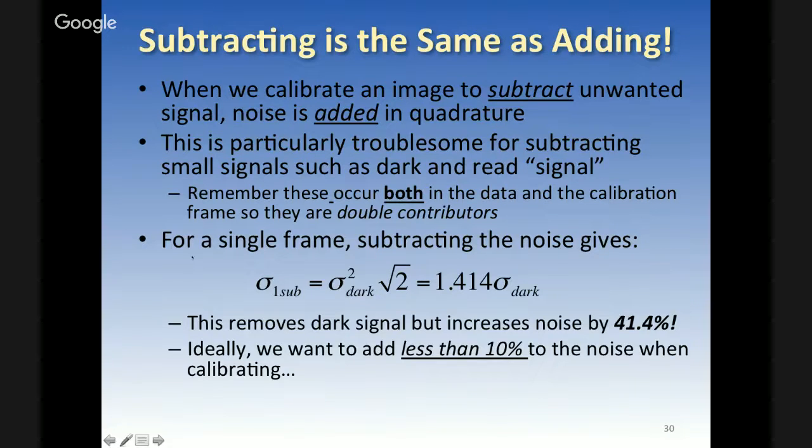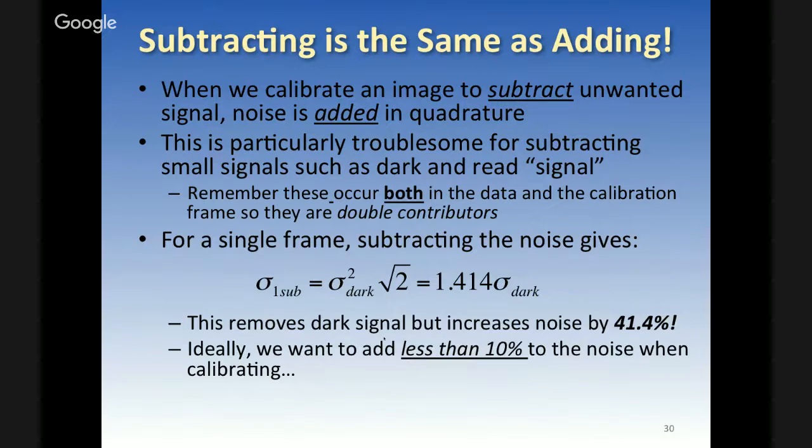So if we were to just do single frame calibration, dark subtraction, like you do in your camera, subtracting the noise will produce, from one sub, you'll end up with the square root of 2 times the dark current. That should actually not be squared. That's a goof. Is equal to 1.414 times the dark current. So that removes the dark signal, but it increases your noise by 40% when you just use a single frame.